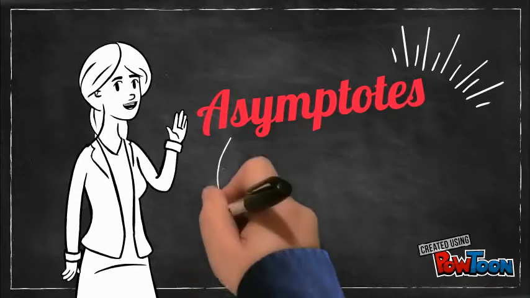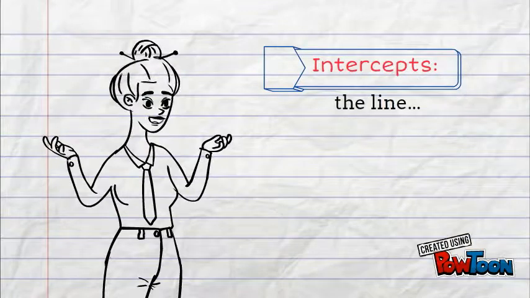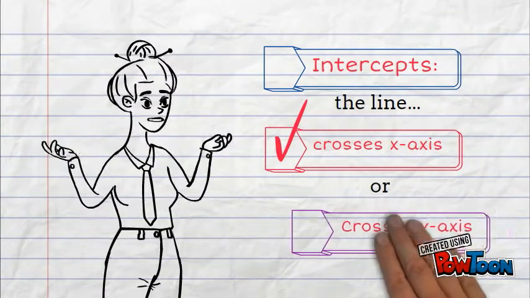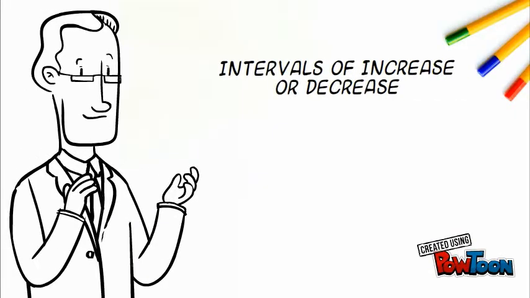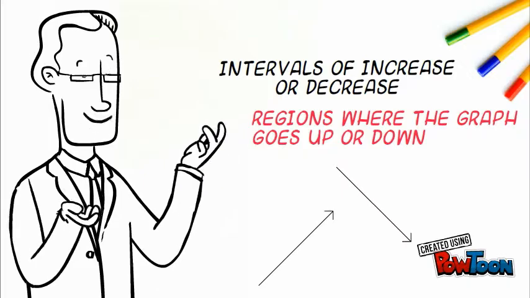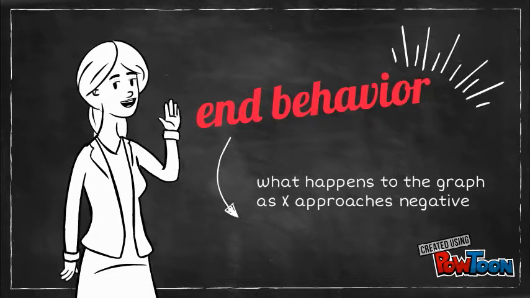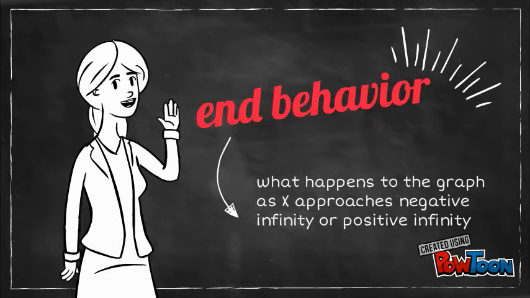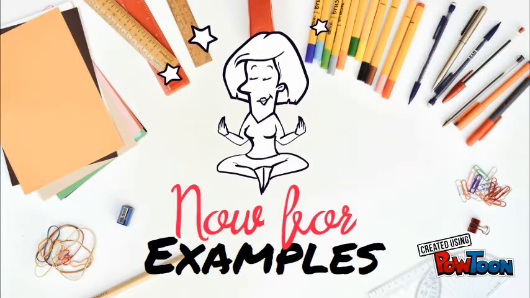The fourth, asymptotes, are lines that approach but never touch. Intercepts are lines that either cross the x-axis or cross the y-axis. Intervals of increase or decrease are regions where the graph goes up or down. The last key feature is end behavior, what happens to the graph as x approaches negative infinity or positive infinity. And now onto some examples of exponential functions with their key features.